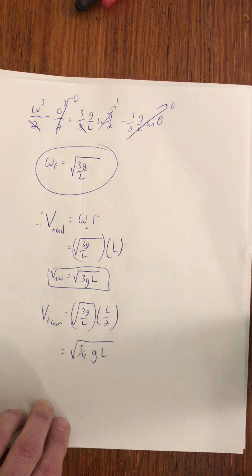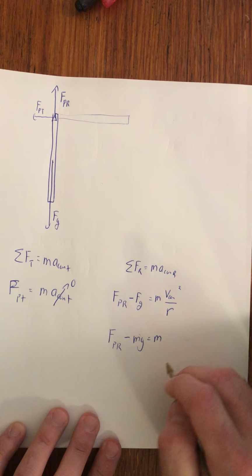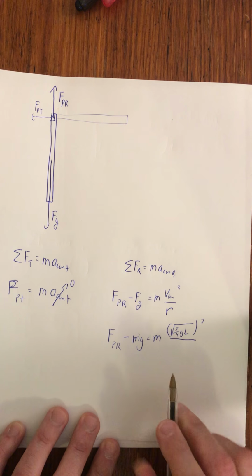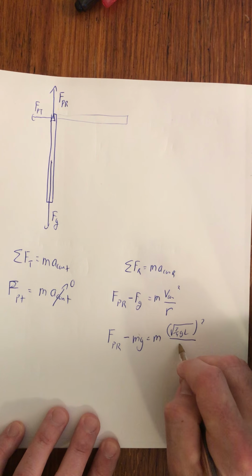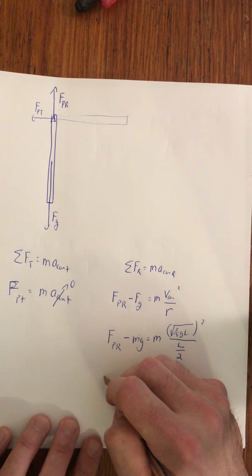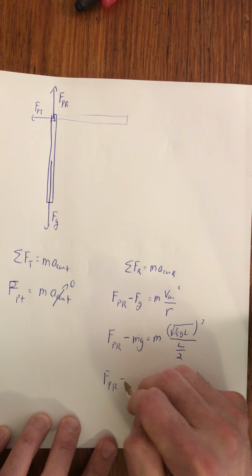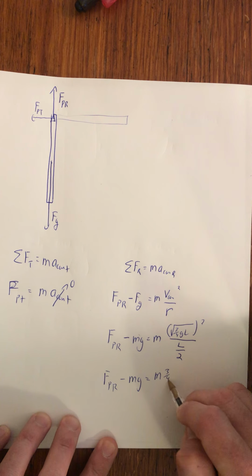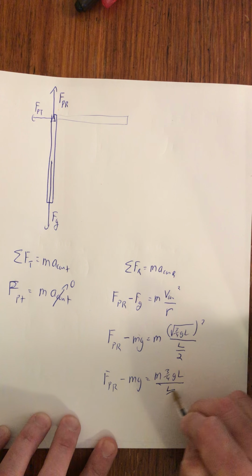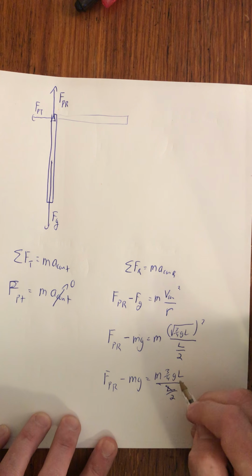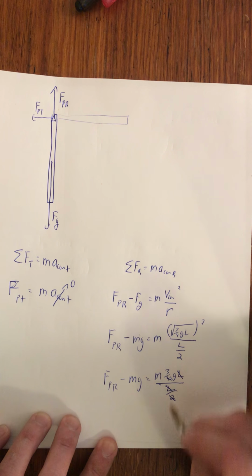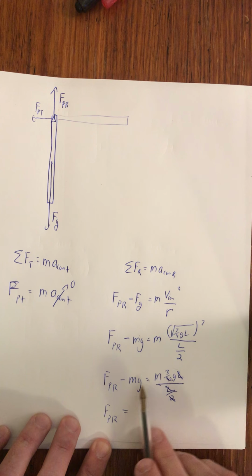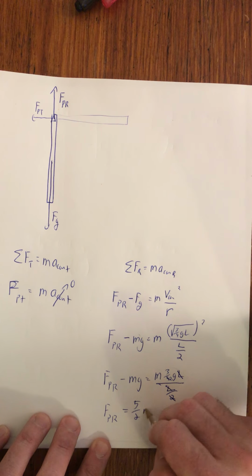I didn't find all that stuff for giggles before, right? So this is the square root of 3/4 gL squared all over R. Well, here, R has got to be to the center of mass, so that's L over 2 in this perspective. So FPR minus mg, we'll move that over later, is equal to m 3/4 gL all over L over 2. Let's cancel some stuff out, the L and the L, this 2 and that 2. And so this just becomes FPR is equal to, I have 3/2 mg and mg, so 5/2 mg.